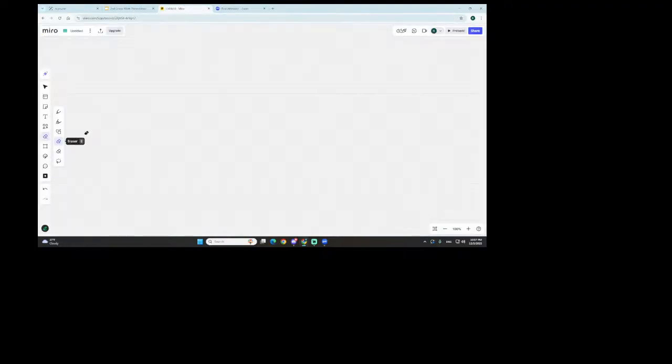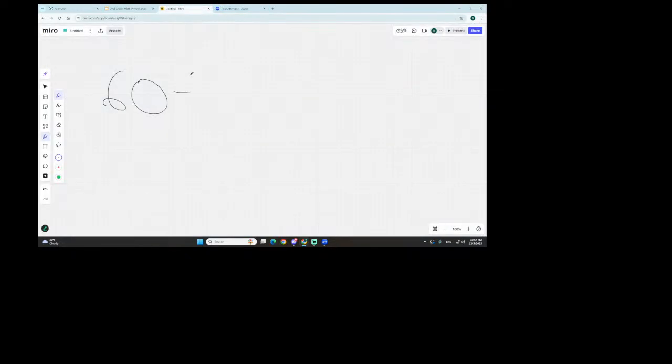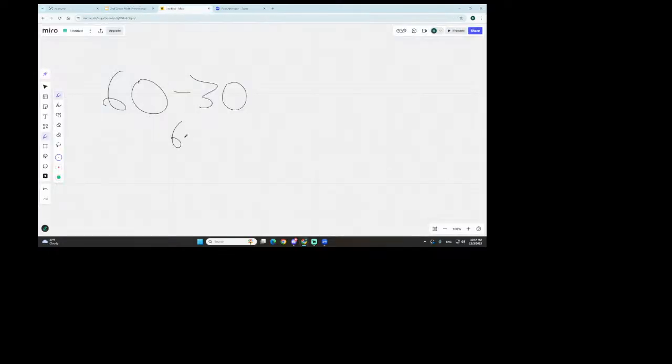So we start with 60 oranges. And he's donating 30, so he's giving away 30, which means that we're subtracting 30 from how many he has. So what is 60 minus 30? Since both are zeros in the ones place, we can just subtract the tens place. 6 minus 3 equals 3. We get 30. Then he gives 3 to Sam.